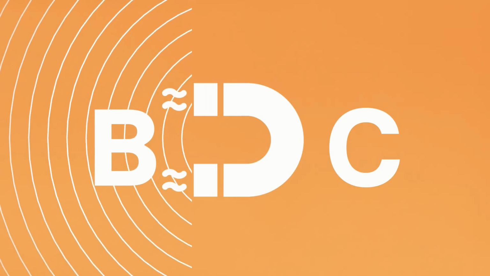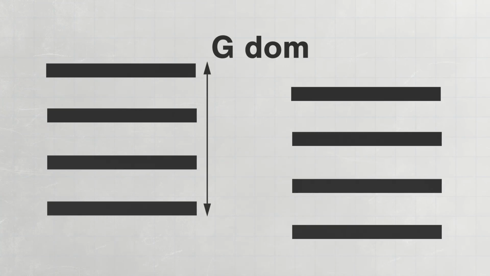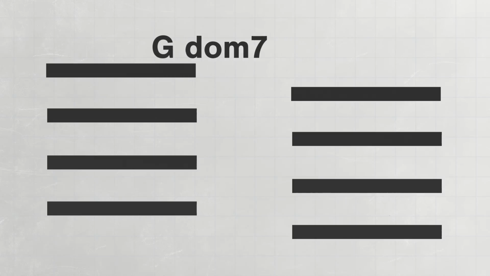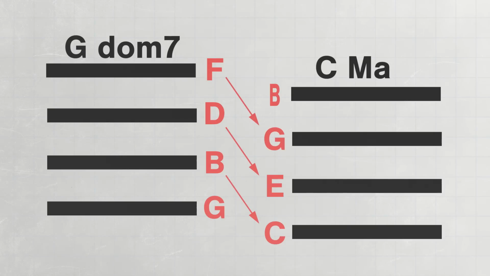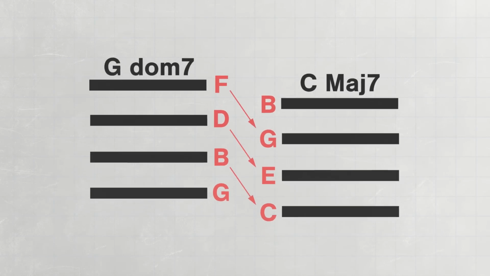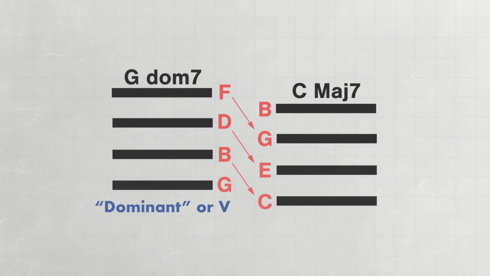This is one of the main concepts in understanding how chord progressions work. Why does this chord sound good before this chord? Well, that first chord is a G dominant 7, and if we break down its notes, we can see that 3 of those 4 notes are leading directly into the next chord, which is C major 7, the tonic, the 1. In the example we just saw, the dominant, the 5, the G dominant 7, was going to the 1, the C major, the tonic.